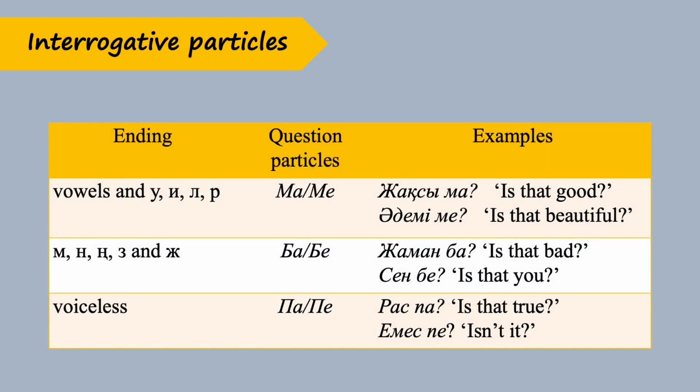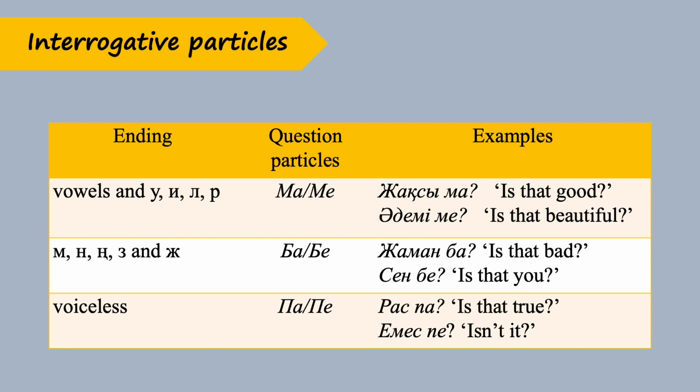Although the interrogative particles are written separately, they obey the rules of vowel harmony and the assimilation of consonants. Namely, after vowels and the semi-consonants u, i, and r, it is either ма or ме. Example, "Жақсы ма?" Is that good? "Әдемі ме?" Is that beautiful? After m, n, ng, z, and j, it is either ба or бе. Example, "Жаман ба?" Is that bad? "Сен бе?" Is that you?